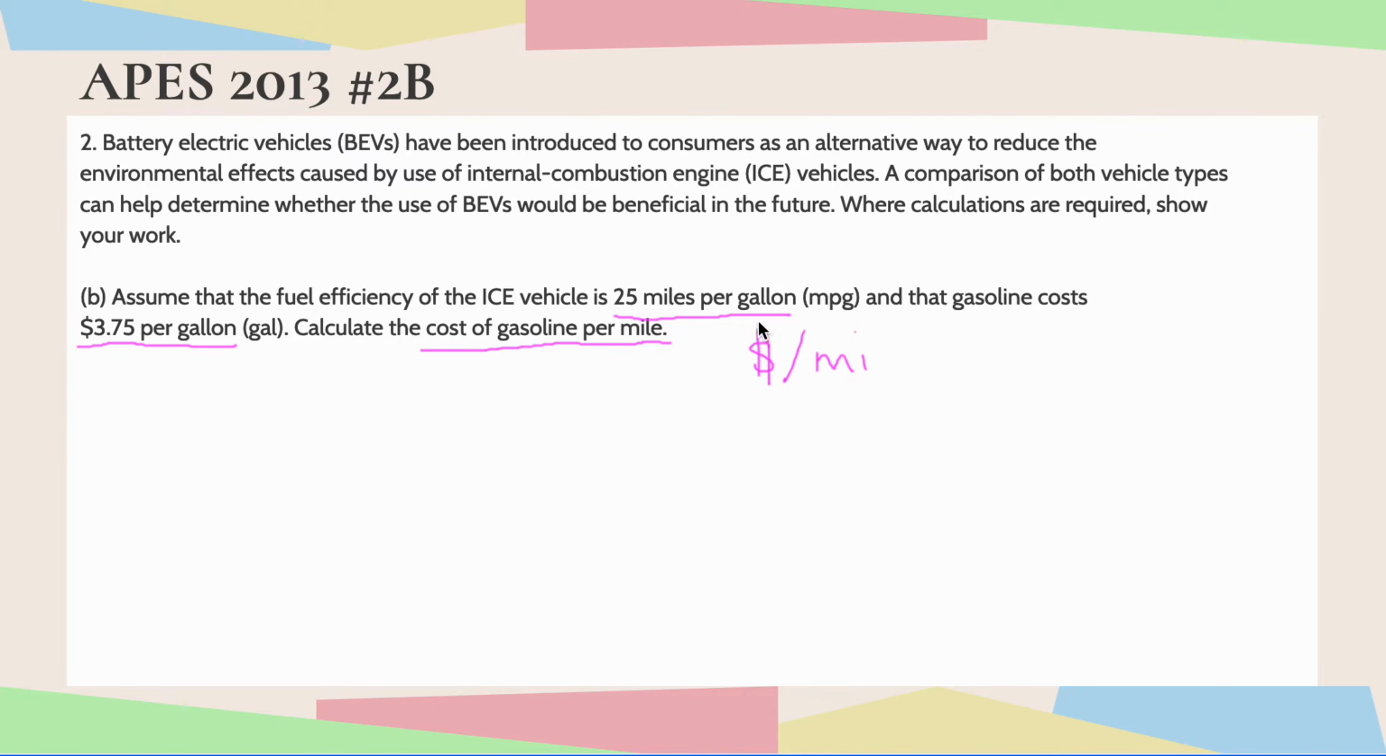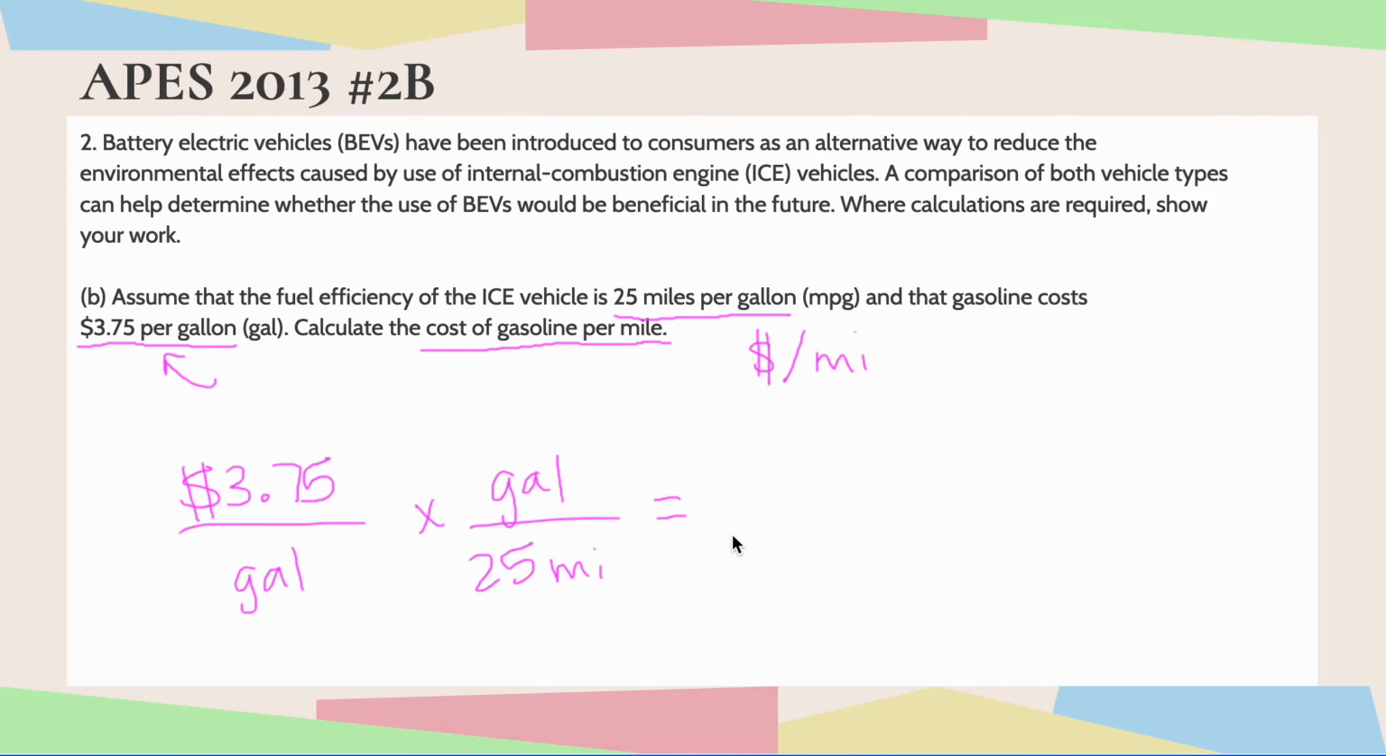Now, since dollars or cost is in my numerator, that tells me I'm going to start with this given here. So I'm going to do $3.75 per gallon. Now I'm going to use my second given, making sure that my units cancel. So this one, I'm going to put per gallon, basically my gallon is going to go in the numerator, and then my 25 miles is going to go in my denominator.